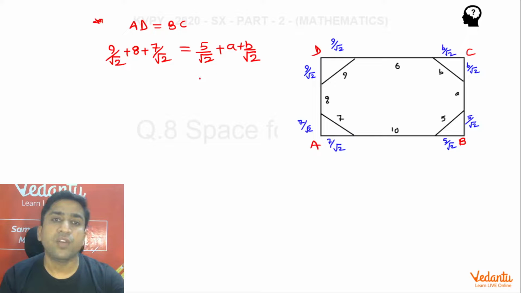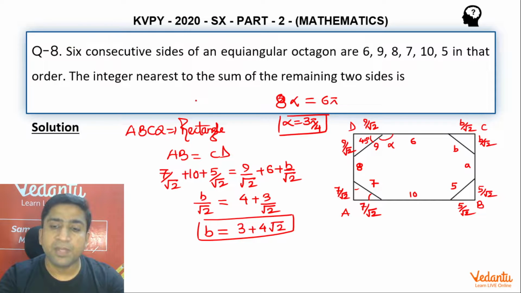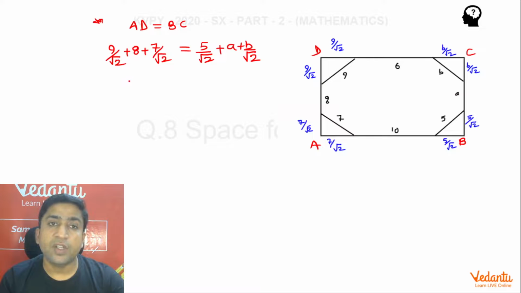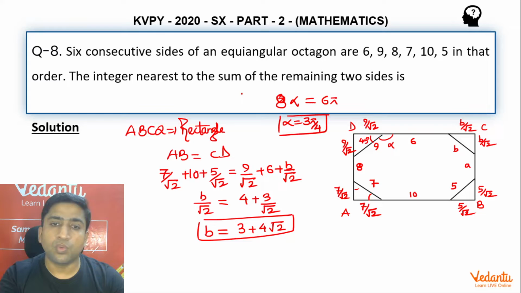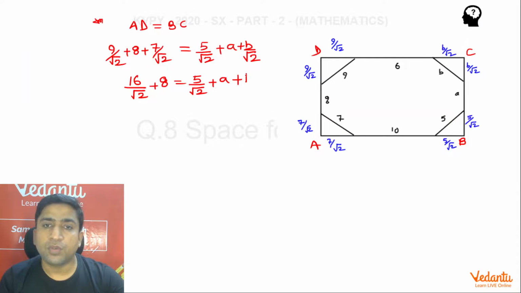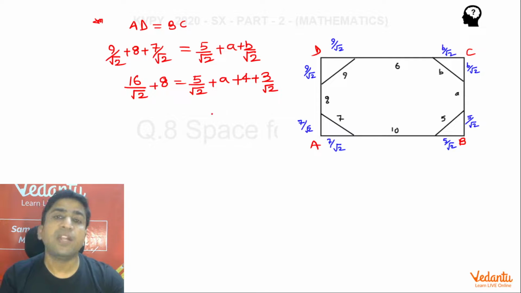Just watch it very cautiously, because all you have to do is put the value of B by root 2. This value we have already found out in the previous relation, 4 plus 3 upon root 2. So I'm just going to put it over here. So as you can see, 16 upon root 2 plus 8 is equal to 5 upon under root 2 plus A, and I'm going to put the value of B upon root 2, which is 4 plus 3 upon root 2. Basically, I'm trying to find out the value of A.